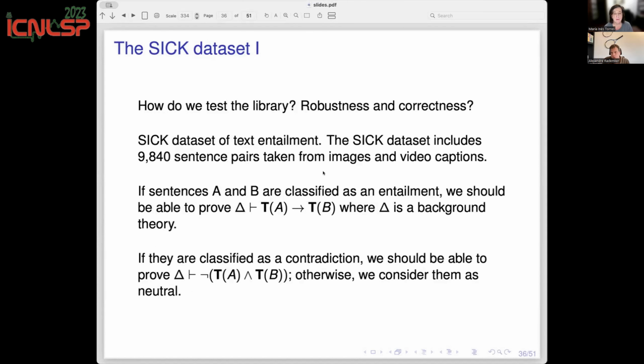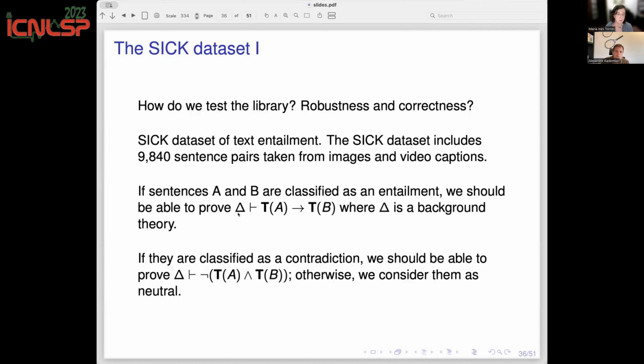So to see how far we got, and whether we were able to capture the proper semantics of the sentence, our idea was to make a first test and exploration: is the semantics useful or not, right? What's the best way to test a library that transforms language into logic? One approach is to use a dataset of text entailment, for example.